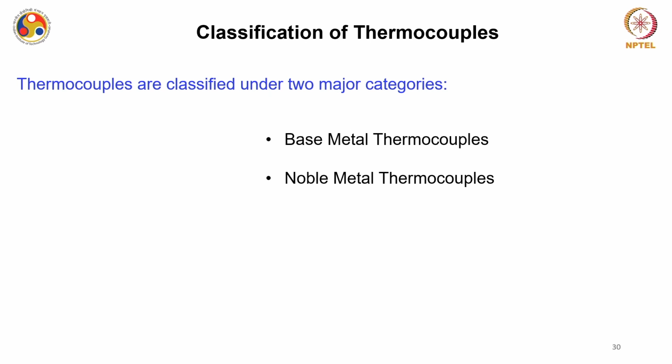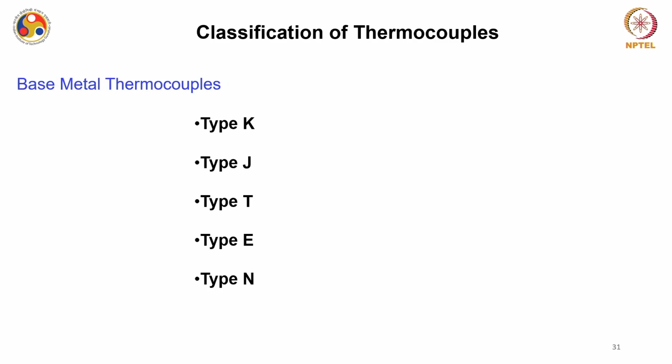Now let us see what different kinds of thermocouples exist in the market, at least from the point of view of the end user. Thermocouples are basically classified under two major categories. One is the base metal thermocouples and another is the noble metal thermocouples. Base metal thermocouples are cost effective devices based on different metals or their alloys, which are categorized as not noble metals. So that's why they are cost effective.